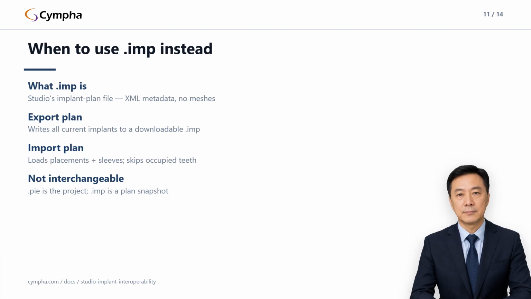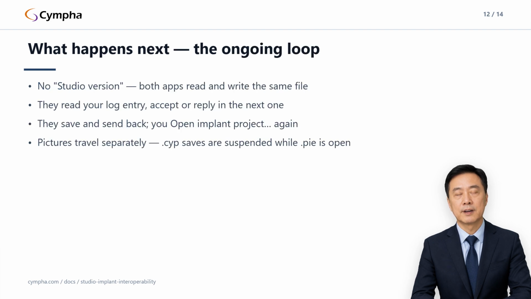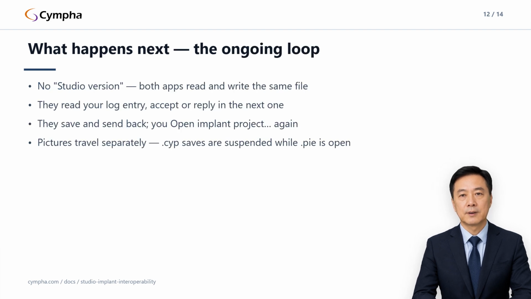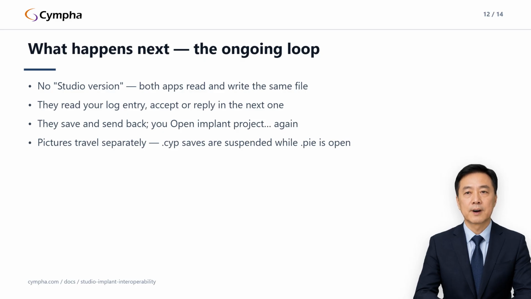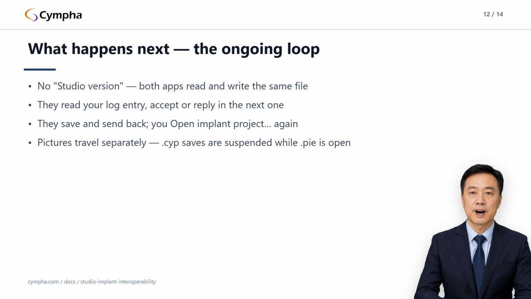One boundary to know, project pictures and screenshots travel separately from the implant project. If you want gallery captures attached to the case, you'd save a Cympha scene project alongside it, but note that while an implant project is the active project, the Cympha project save targets are suspended in that same session. The two formats are mutually exclusive, so you switch between them through the relevant menu entries rather than having both live at once. Five things go wrong often enough to name, and we'll take them three and two.